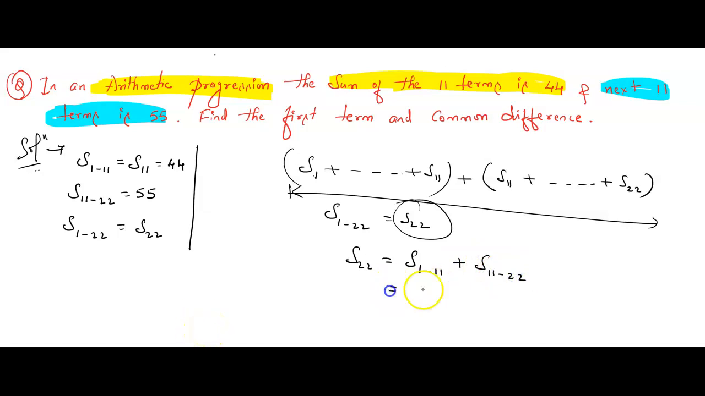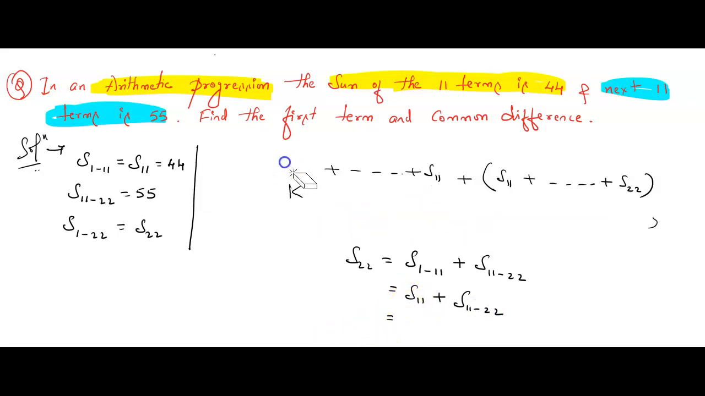Correct? The sum of 1 to 11 can be written as S11, plus the sum of 11th term to 22nd term, we write this as it is. Then what happens? Now you don't need to write this part, you can just copy down this equation. That is the sum of 11 terms plus the sum of 11th term to 22nd term. What is the sum of 11 terms? That is 44, plus the sum of 11th term to 22nd term is 55.